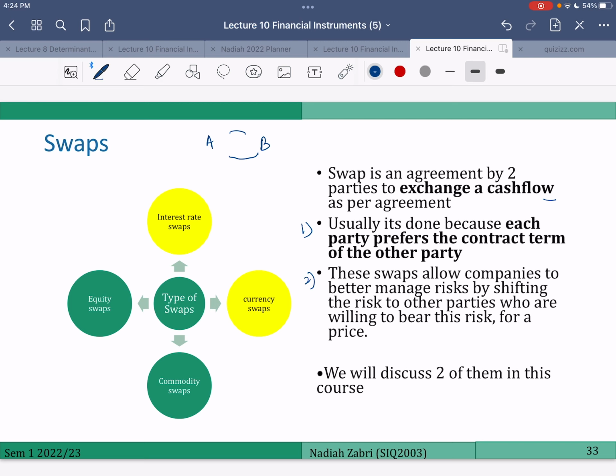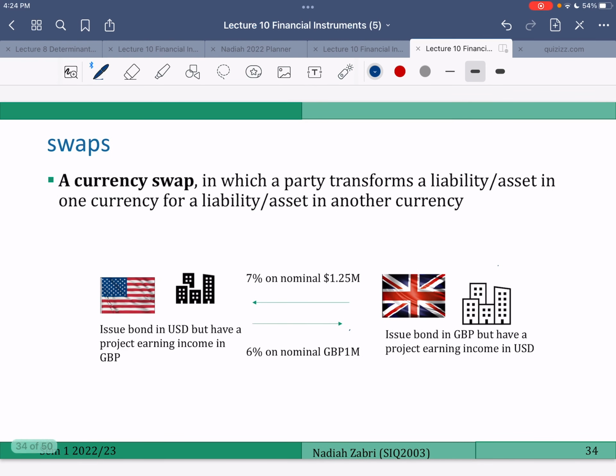Okay, so we will discuss two types of swap in this slide, which are interest rate swap and also currency swap. The first type is currency swap. Imagine company A is a US company and company B is a UK company. The US company has some liability in USD. They issued a bond in USD, so they have to pay the liability in USD. And the UK company has a liability in GBP, British pound.